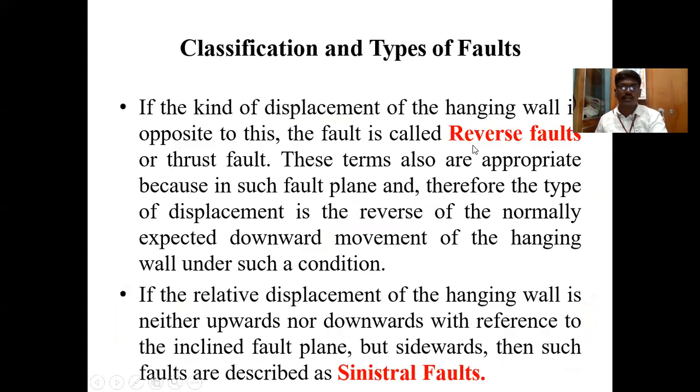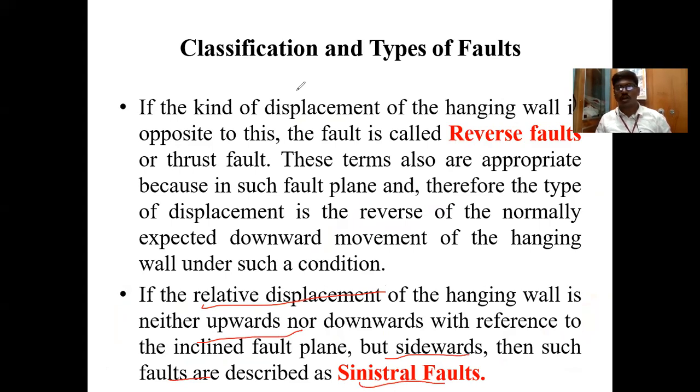After that, we have the other, whatever I've said already, like the sinistral fault. That is one here, the sinistral fault, where the relative displacement of the hanging wall is neither upwards nor downwards. Then we say it is a sinistral fault, which is mainly because of the sideward movements happening at the fault. Simple.